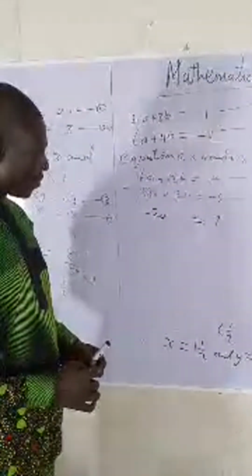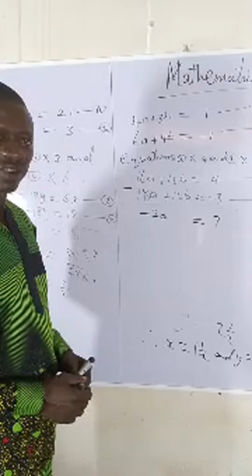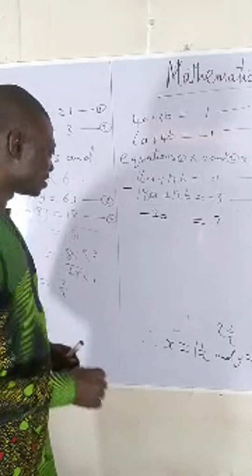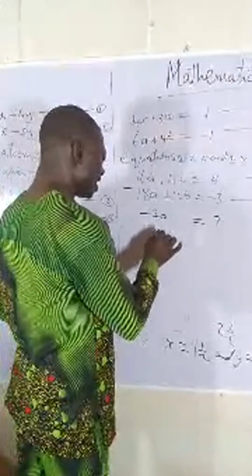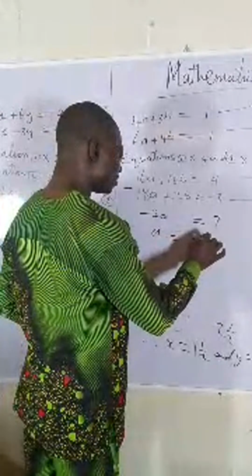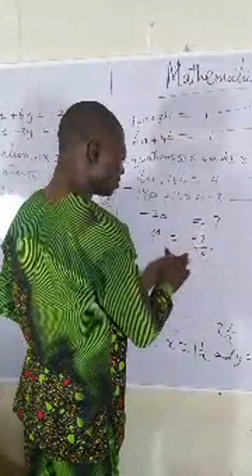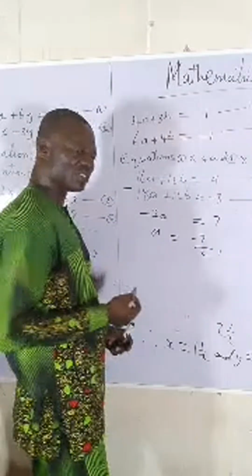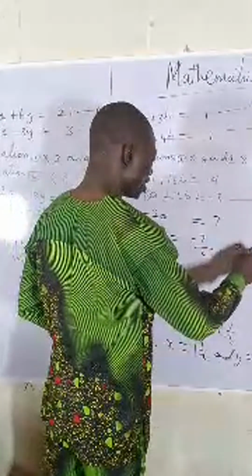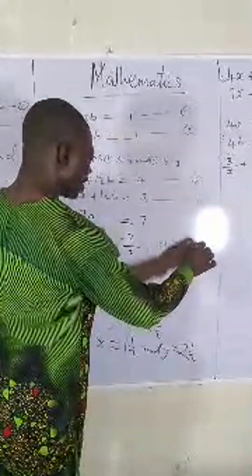And so we are going to divide both sides by the coefficient of the unknown now, which is minus 2. We're going to get a is equal to minus 7 over 2. Don't forget that minus 7 over 2 is going to give us a is equal to minus 3.5.